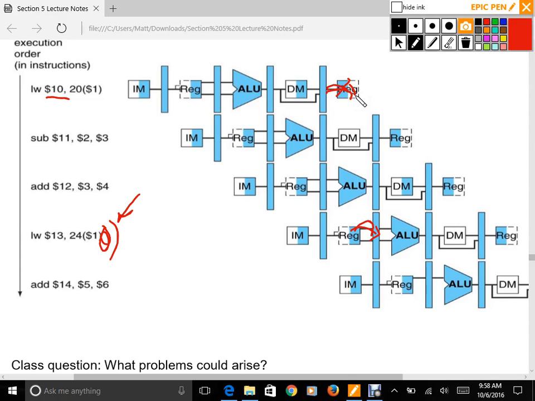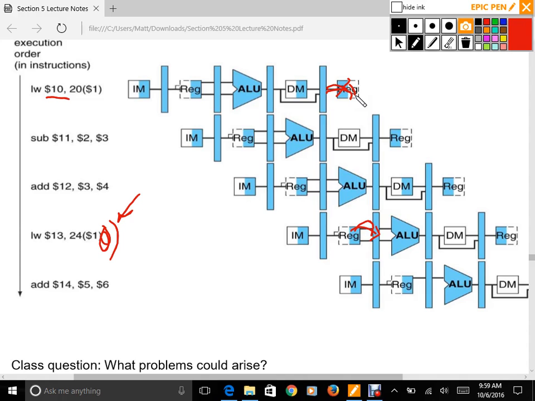Is that the only hazard? Yes, structural hazard, yes. And why is that? Is that the only structural hazard that we run into in MIPS? In this version of MIPS, yes. Mm-hmm. Very good.